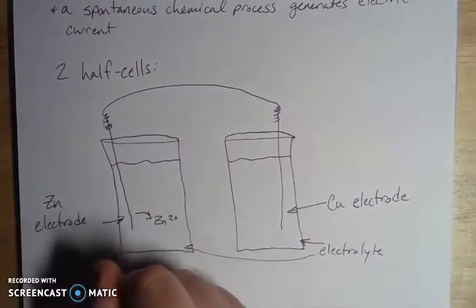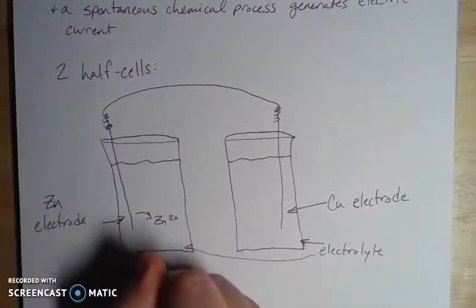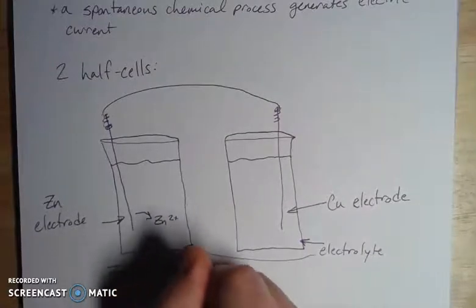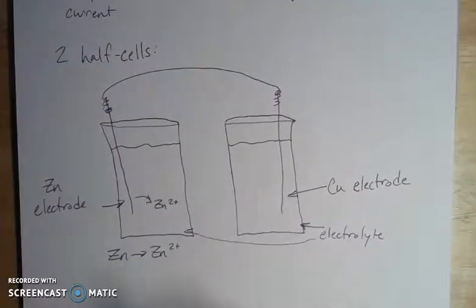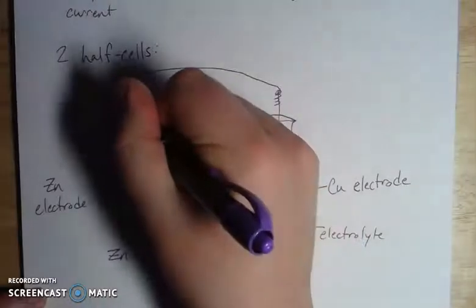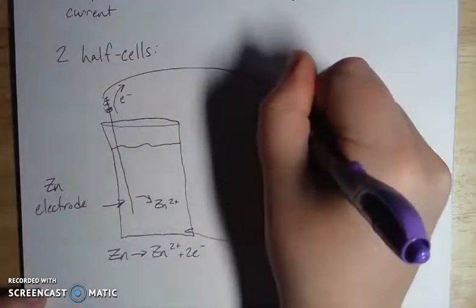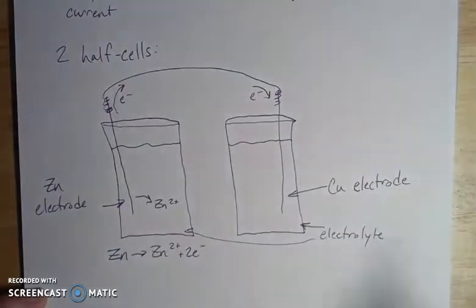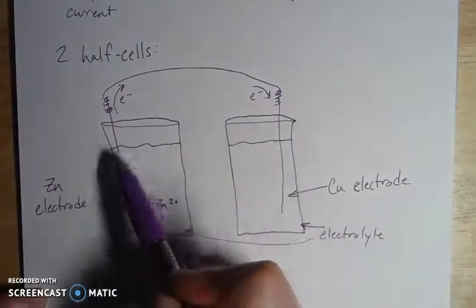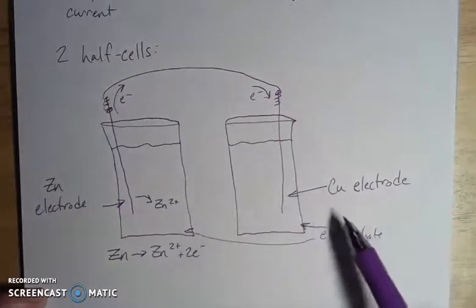So the half reaction occurring in this half cell is zinc going from zinc to zinc 2+. And how many electrons is it losing in order to do that? Well, in order to balance out my charges, it needs to lose 2 electrons. Now, where do those electrons go? Well, the electrons go up through the wire, and then get gained by my copper here.